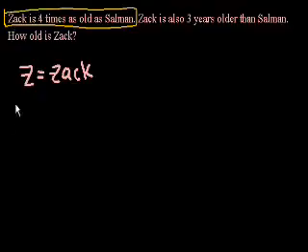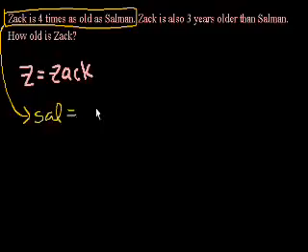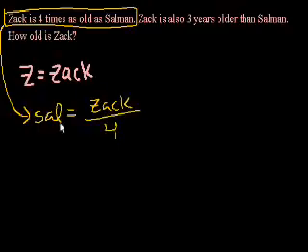Z is Zach. It says Zach is 4 times as old as Salman. Now I'm going to go with the thin one. I don't like how big and fat this is. So Salman, if Zach is Z, this first sentence, let me circle it: Zach is 4 times as old as Salman. So if Zach is 4 times as old as Salman, then that means that Sal is equal to Z divided by 4. Or, well, we could just leave it like that.